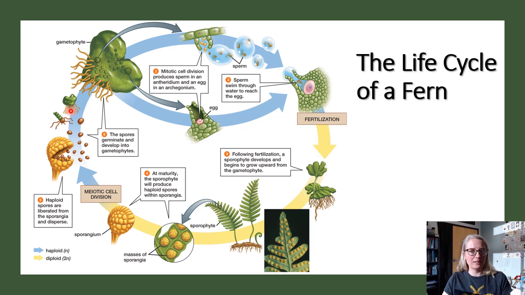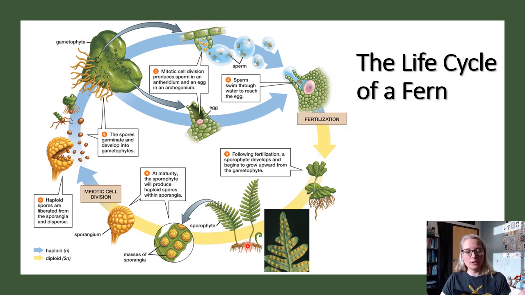The spores land in a nice environment and grow into this, what's called a thallus, this heart-shaped gametophyte. Here's little root-like structures. And on the gametophyte, this is where they're going to produce their archegonium and antheridium for their egg and sperm. So then we come back together and we've completed a cycle.